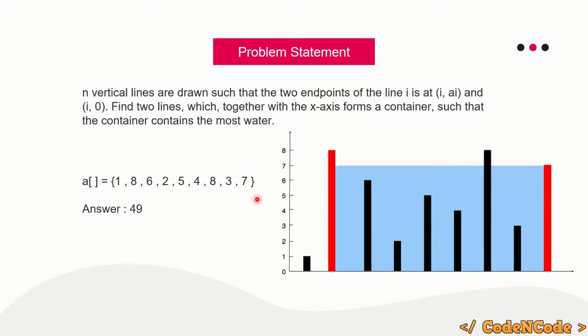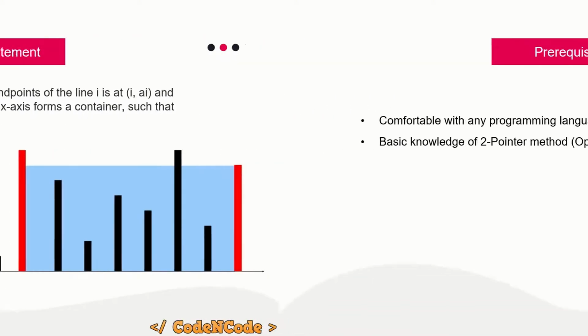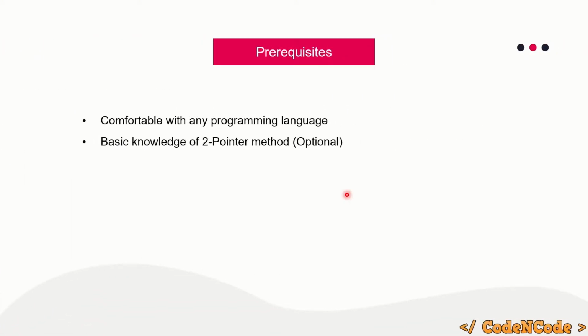So given the heights of the lines, you have to find the maximum water that you can contain between any two lines, and that we have to print. Of course we'll be solving this problem using the two-pointer method in linear time. The prerequisites are simple. You should be comfortable with any programming language, and have basic knowledge of two-pointer. This is optional. If you don't have it, don't worry, because you'll be learning one of the ways you can apply the two-pointer method. So don't worry if you have no idea.